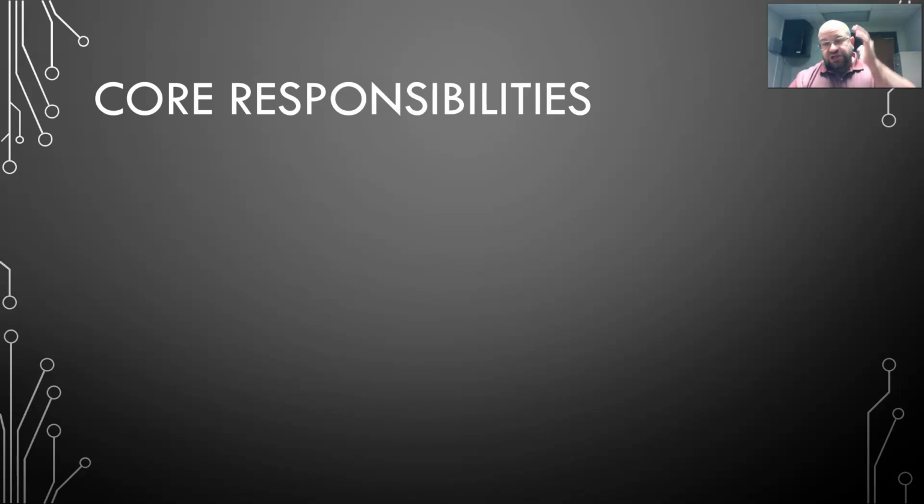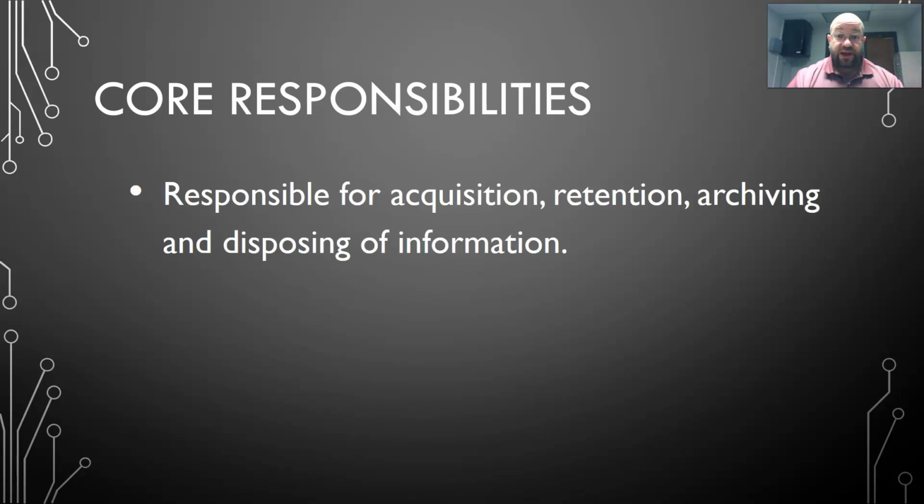Now, just think about what we brought up about our general managers, right? We said that the general manager might have to think like an information manager, right? But we're going to look specifically here at the world of information management. So these are the core responsibilities for someone in information management, or acting as an information manager. They are responsible for acquiring, retaining, archiving, and disposing of information.